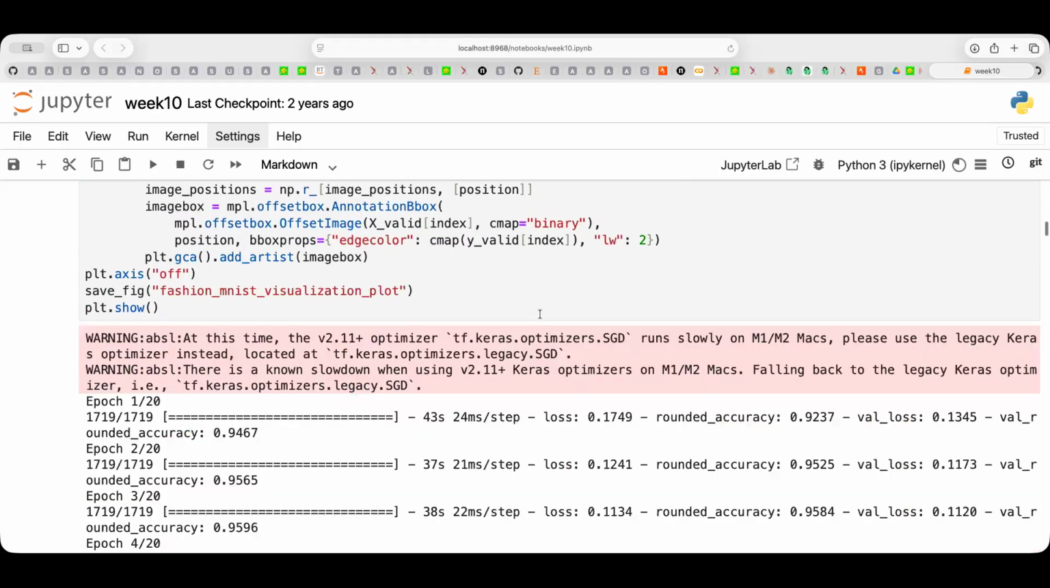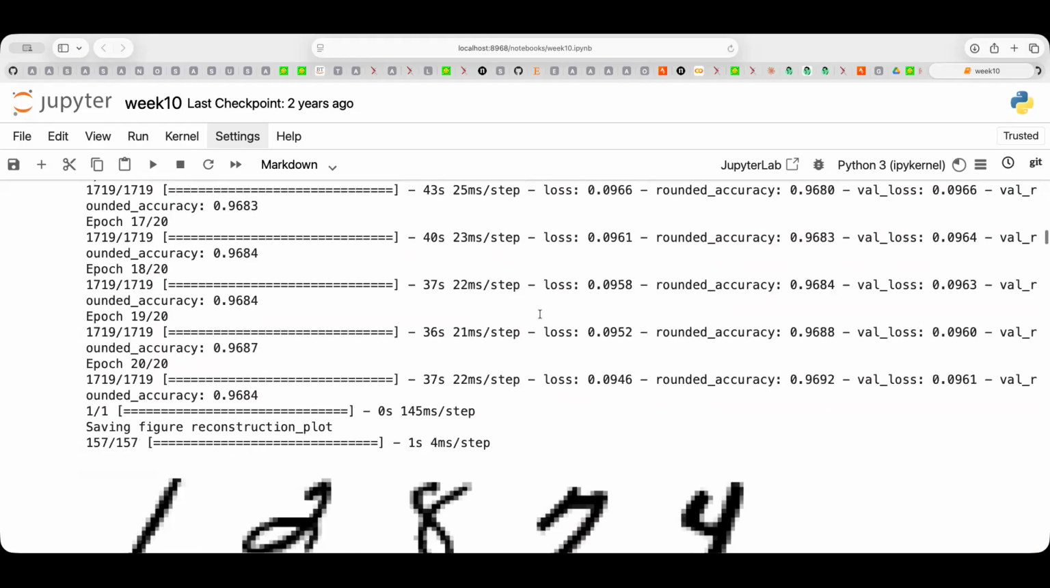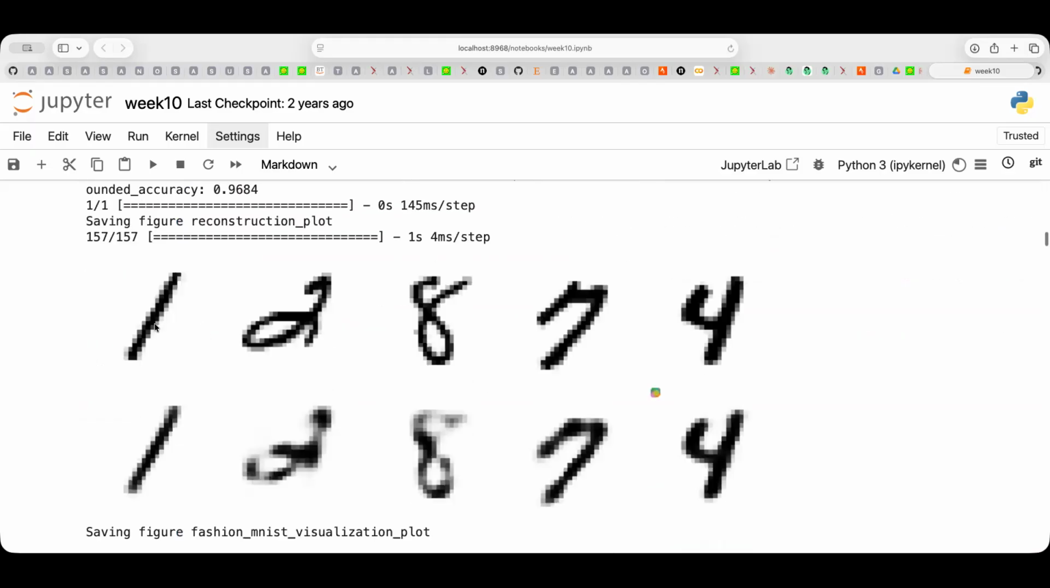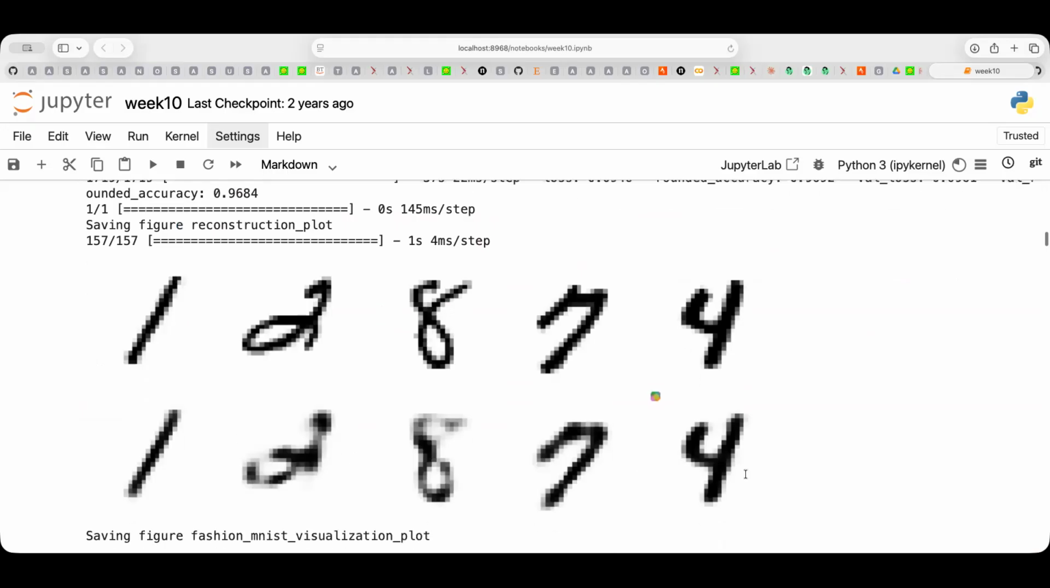When you run these codes, you will typically see that the typical accuracy for the training here is roughly 0.97, which is not so bad. And you can see these are the examples of numbers you fed in, and these are the numbers which you reconstruct.